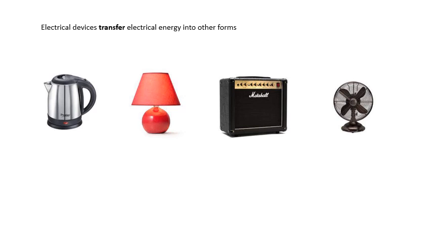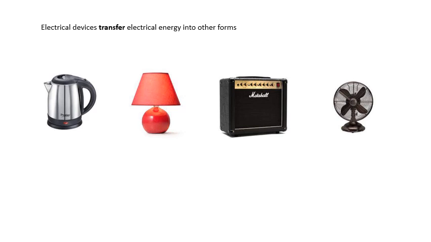Now, electrical devices transfer electrical energy into other forms. In other words, electrical energy goes in, another type of energy comes out. Looking at these pictures, I'm sure you can figure out what kind of energy it is transferred into.